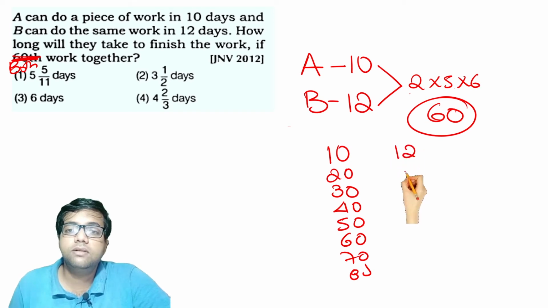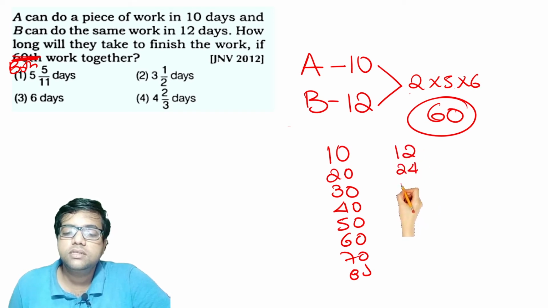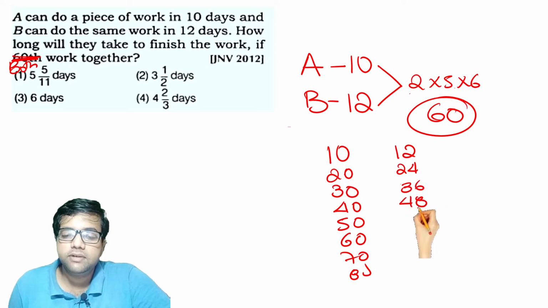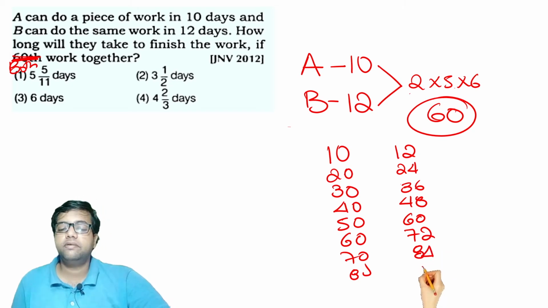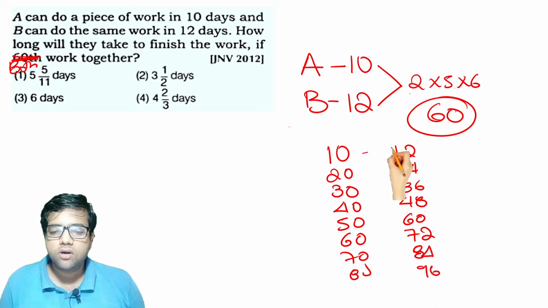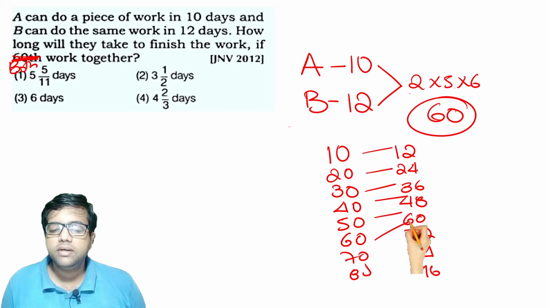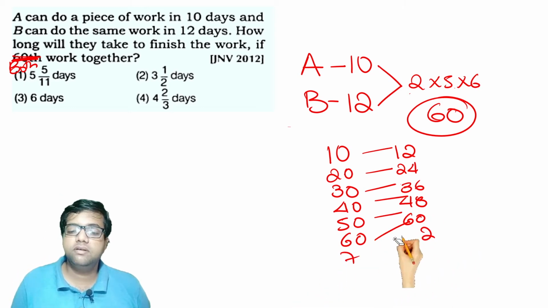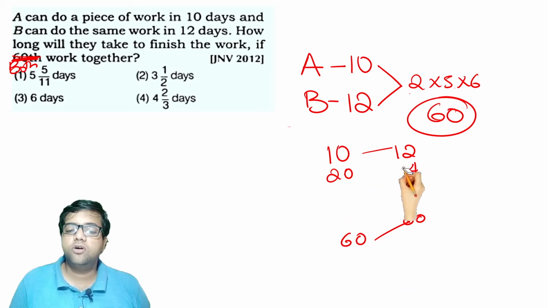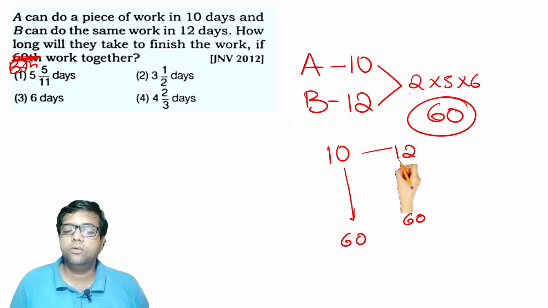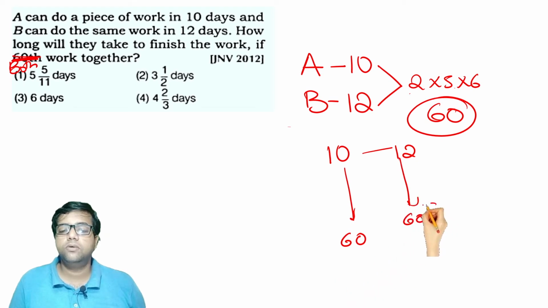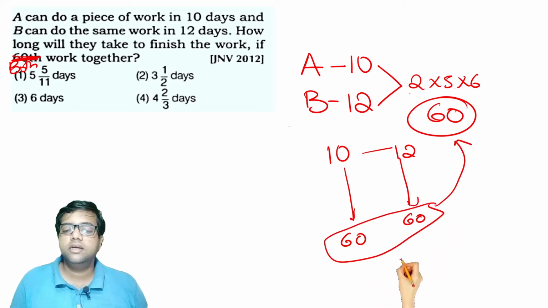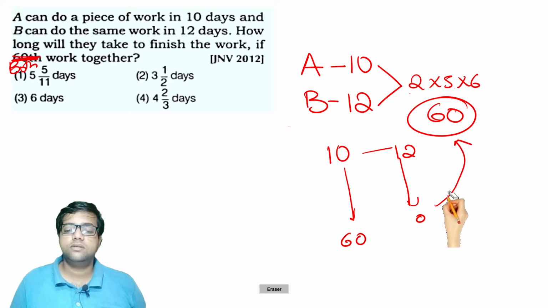Check the table of 12. 12 1s are 12, 12 2s are 24, 12 3s are 36, 12 4s are 48, 12 5s are 60, 12 6s are 72, 12 7s are 84, 12 8s are 96 and so on. So what is the common figure here? Can you see the common element, 60, coming in both the tables? That will be your least common multiple. LCM will be that number which is common to both the tables. So 60 is the LCM for these two numbers.